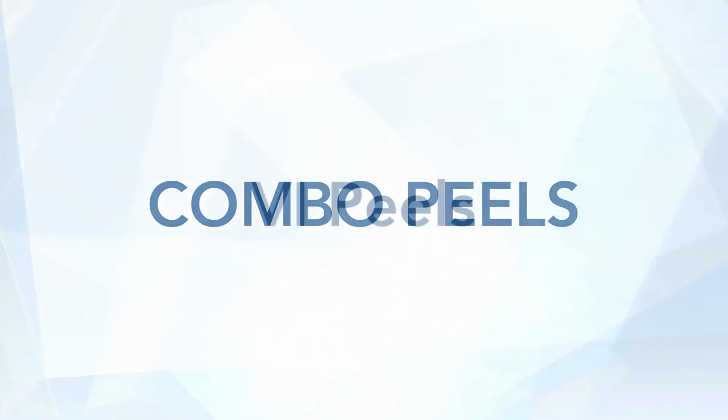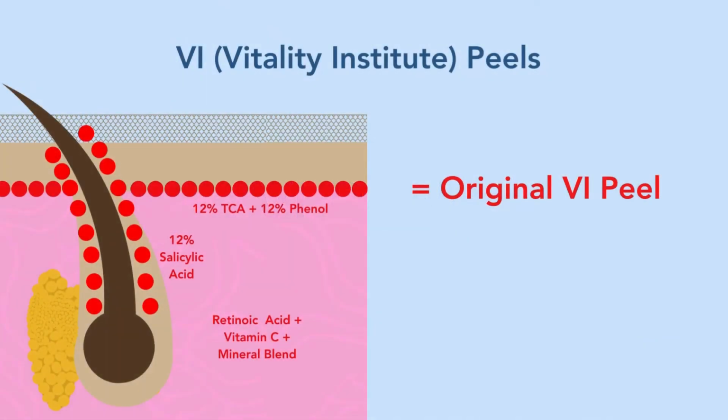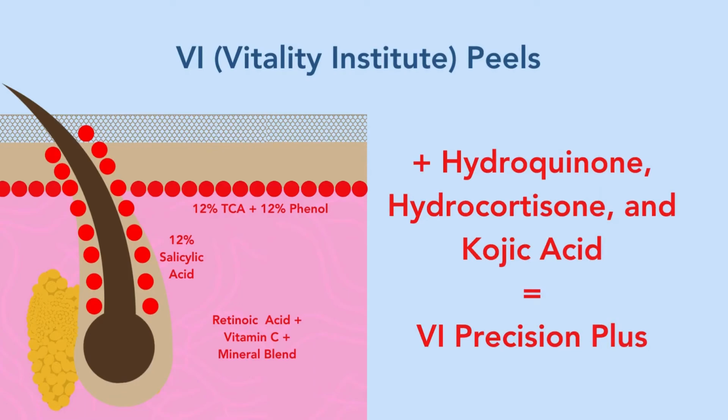For example, VI peels, or Vitality Institute peels, consist of TCA and salicylic acid and additional ingredients like phenol and retinoic acid, vitamin C, etc. That is their original VI peel. You can add different ingredients. For example, if you add hydroquinone, hydrocortisone, and kojic acid, then it turns into their Precision Plus peel. But the foundation of the peel is that TCA and that salicylic acid.